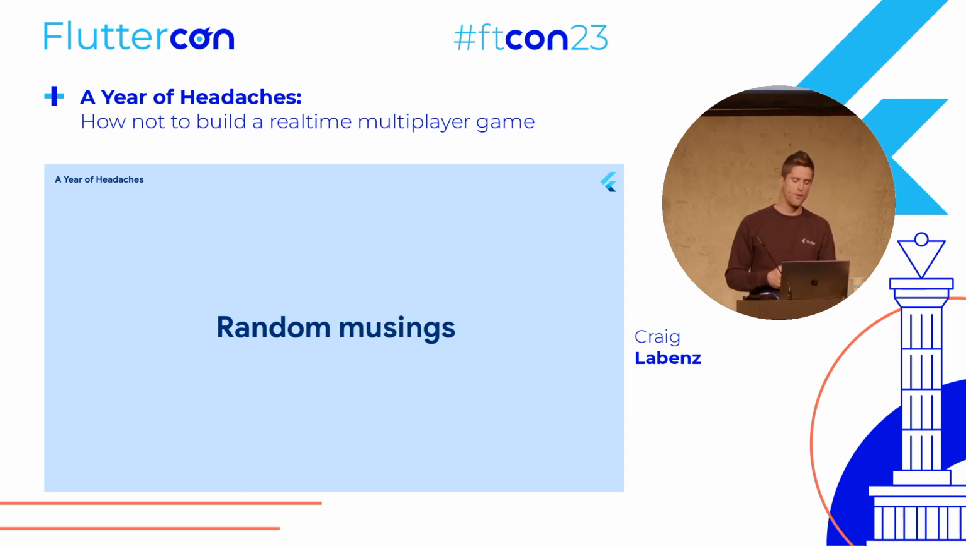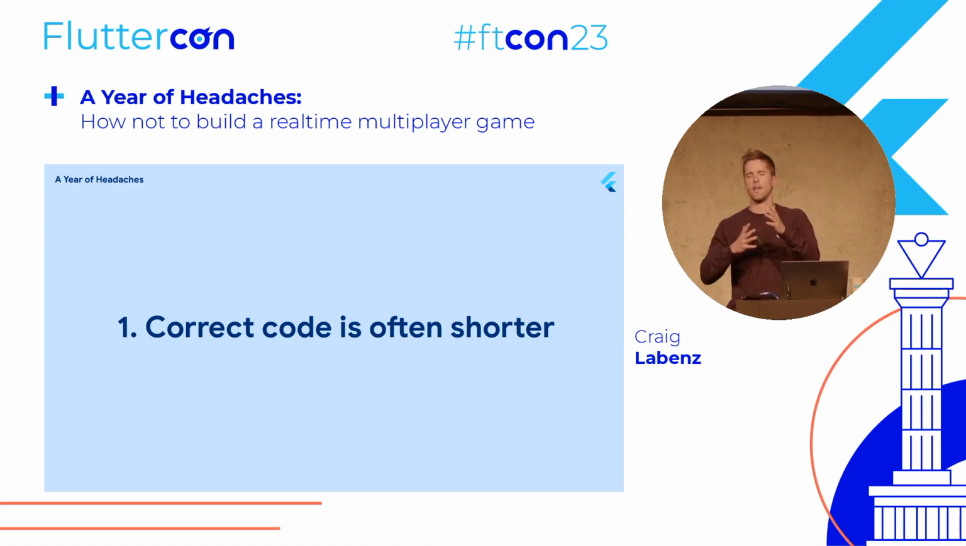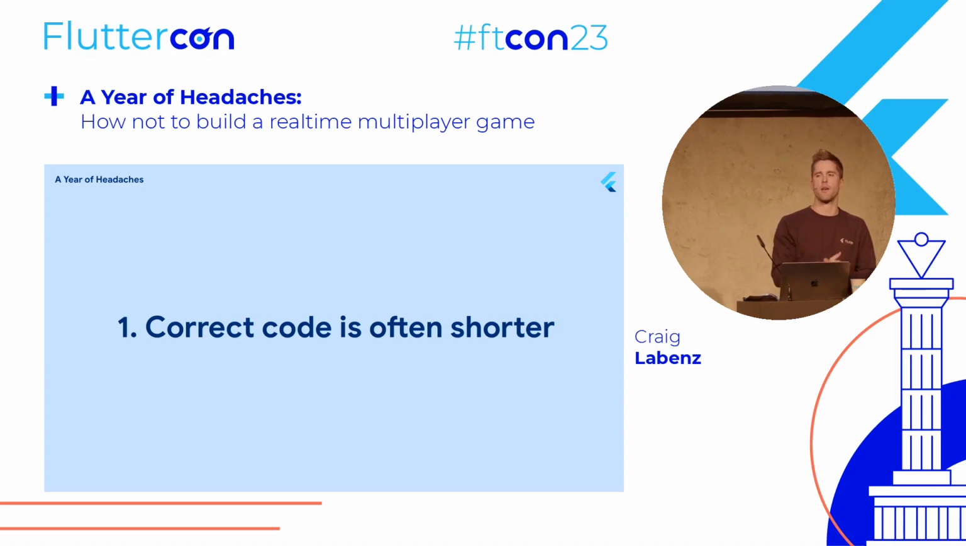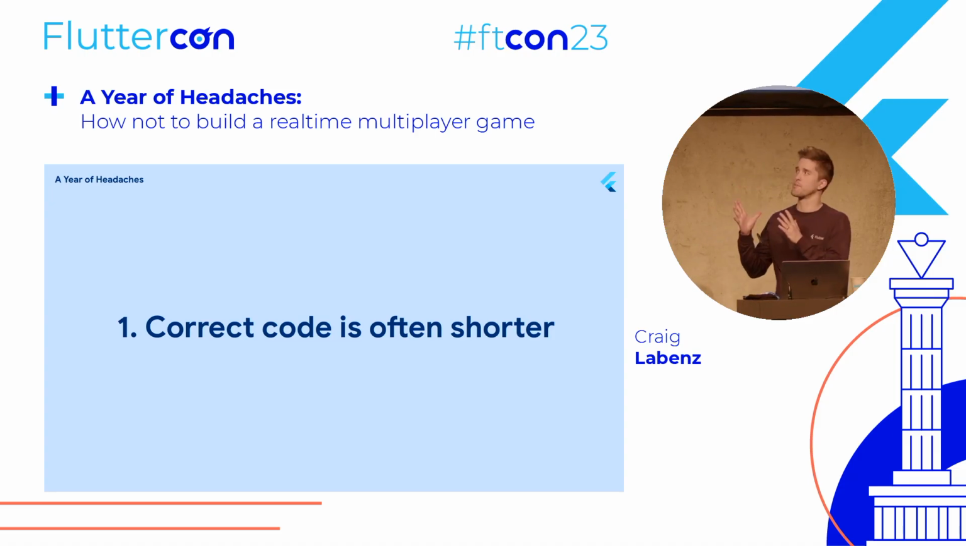Now, there were a few random musings that I was making along the way that I want to share real quick. And one is that correct code is often shorter. I spent a year incrementally approaching the right idea for how to make this game, or a right idea. And without fail, every time I had a good idea, my implementation would get shorter and more concise. And every time I had a bad idea, like some convoluted error correction mechanism, my implementation would expand and get more verbose.